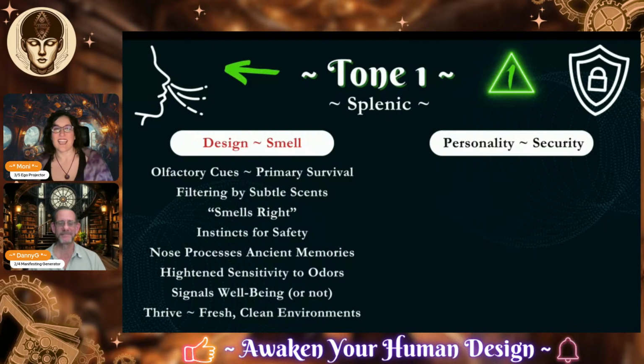So, starting off with the design side, the smell. Design again, that's the physical. It's the physical body. It's your base senses, the ones you learned about in kindergarten. So, we're starting off with smell. These are olfactory cues related to the nose, and they relate to primary survival, and they're filtering by subtle sense. And they might say it smells right or it doesn't smell right. And these relate to instincts of safety because the nose processes ancient memories and it has a heightened sensitivity to odors. It signals well being or not, and it thrives in a fresh, clean environment.